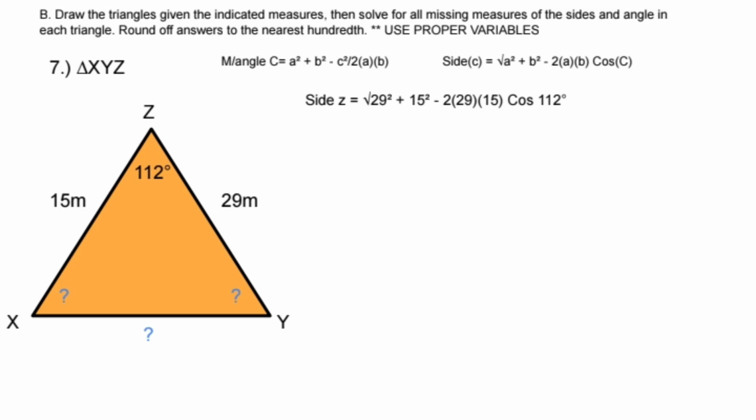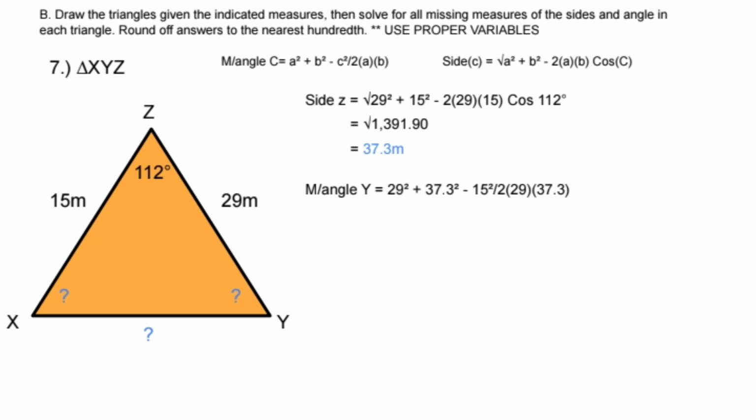To find the other angles of the triangle, we first have to solve all of the sides, and the side that we are missing is z. Using the formula for side c, which is the square root of a squared plus b squared minus 2ab cosine c, we apply it to side z: the square root of 29 squared plus 15 squared minus 2 times 29 times 15 times cosine 112 degrees. Inputting all of the information, we get 1391.90, and then we take the square root and get 37.3 meters for side z.